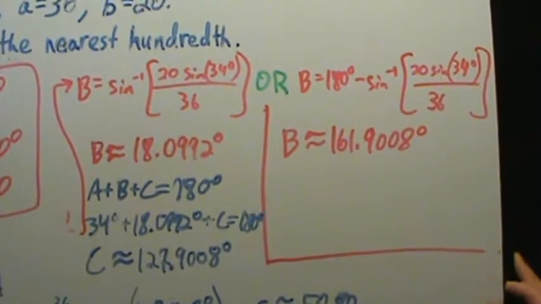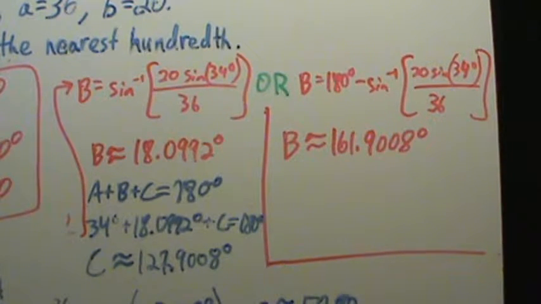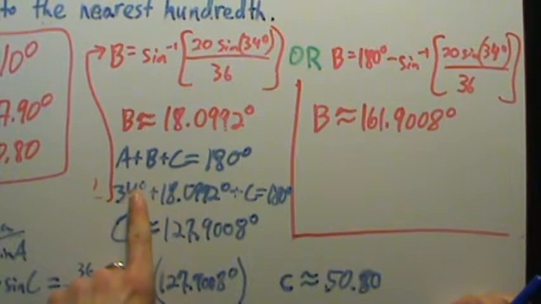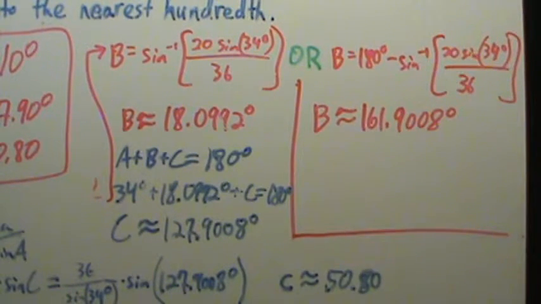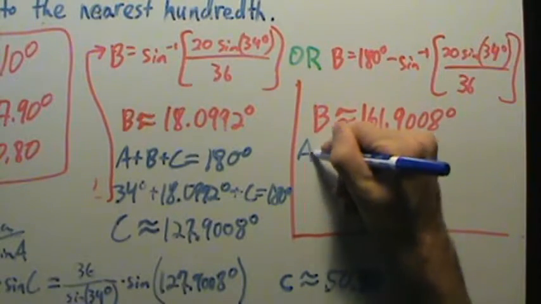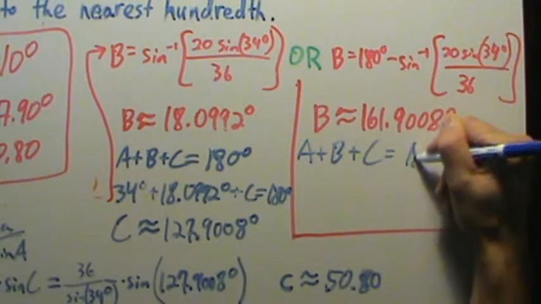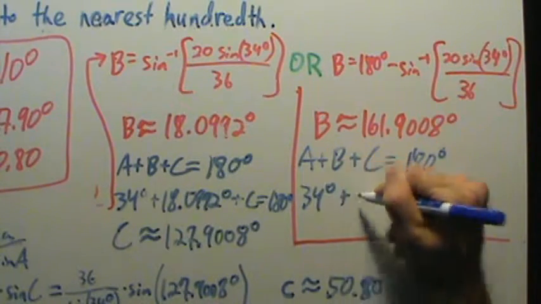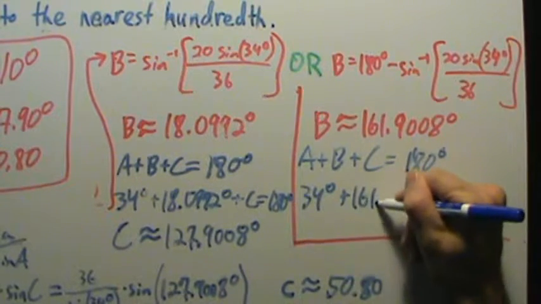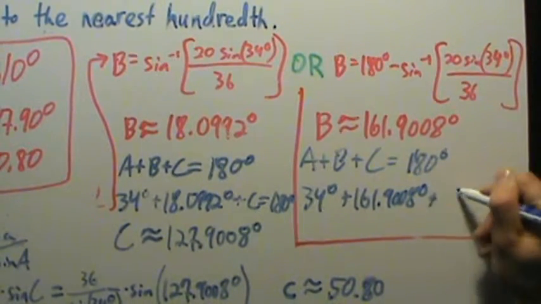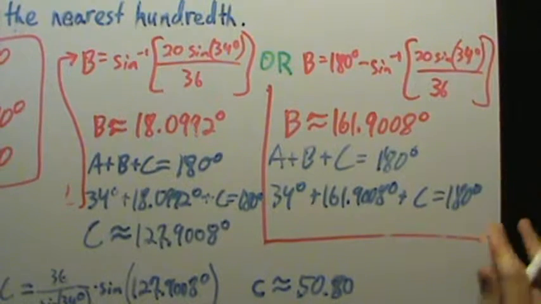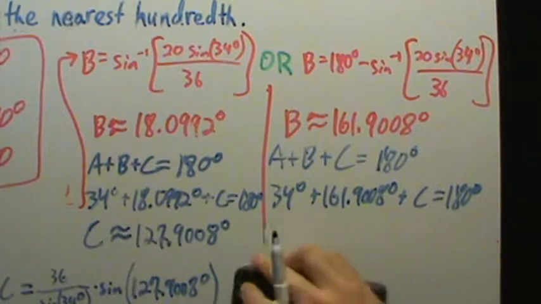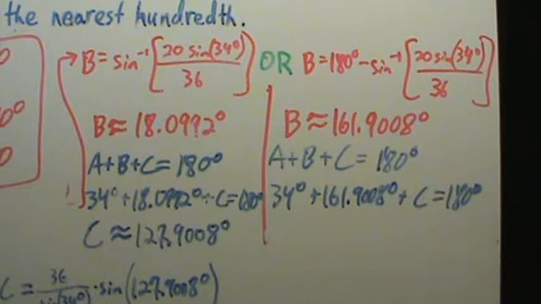Now let's check this case over here. So we have to go through all that stuff again, maybe, and see what happens there. So start by getting the other angle. So we have big B and we have A. So A plus B plus C equals 180 degrees. A we were given as 34 degrees. B is this mess right here, 161.9008 degrees. Plus C equals 180 degrees. Okay, so if we continue with this, erase that, make some room. We continue with this, what happens?